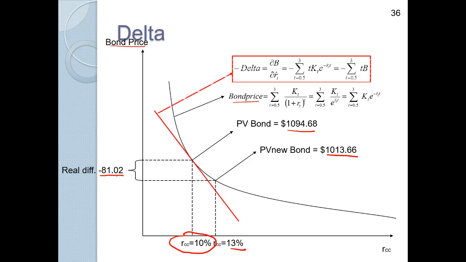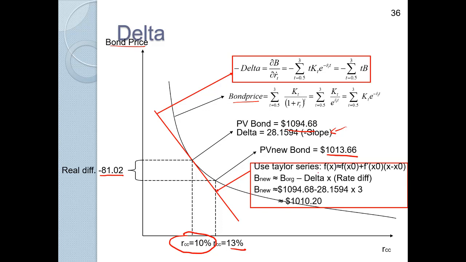Now we go and compute our delta. So our delta is the one using this formula, minus t times b from t equals 0.5 to 3. We already did this before, and we got that delta is 28. The slope of this is minus 28.15. Now what we're going to do is use the Taylor series expansion to approximate the new bond price. So it's going to be the original bond price, 1094, minus the delta, 28 times 3, and the 3 comes from the 300 basis points. So we get 1010 as the new bond price.